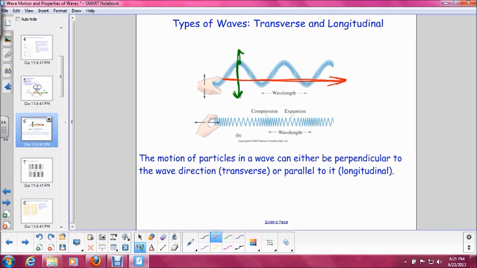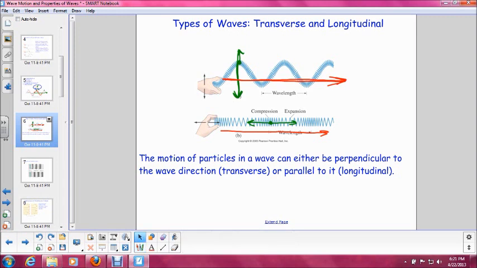So that's like when you bunch up a slinky on one side and then you let it go and you see it move back and forth. I'll show you a demonstration of this in class because it's kind of hard to picture. But what happens is the energy moves this way and the individual particles in the slinky also move this way. They move back and forth parallel to the direction of travel of the energy.